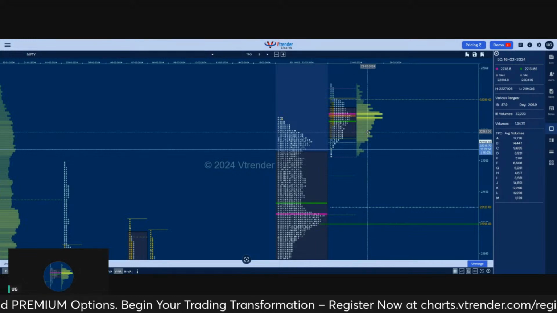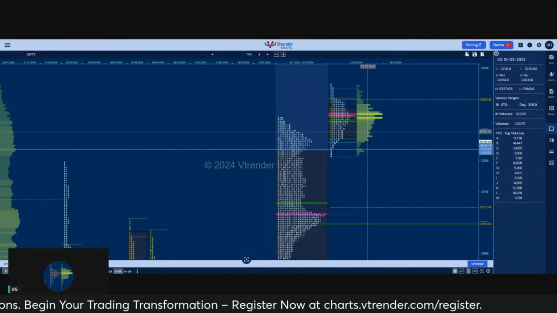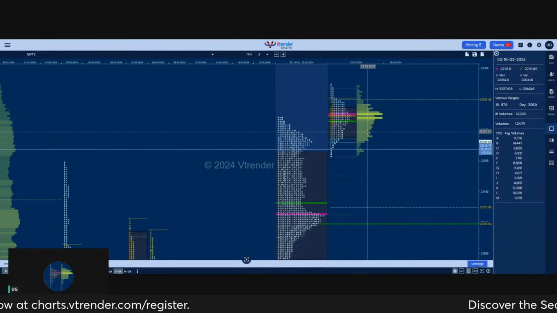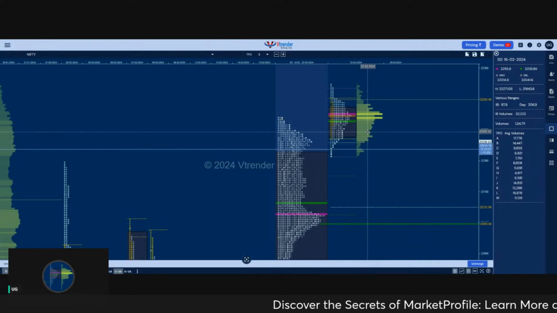If you have any queries about what we have covered so far, I'll be happy to answer before we move on to the Bank Nifty profile. If there are any queries, you can just put them in the text box, and I will try my best to answer them.